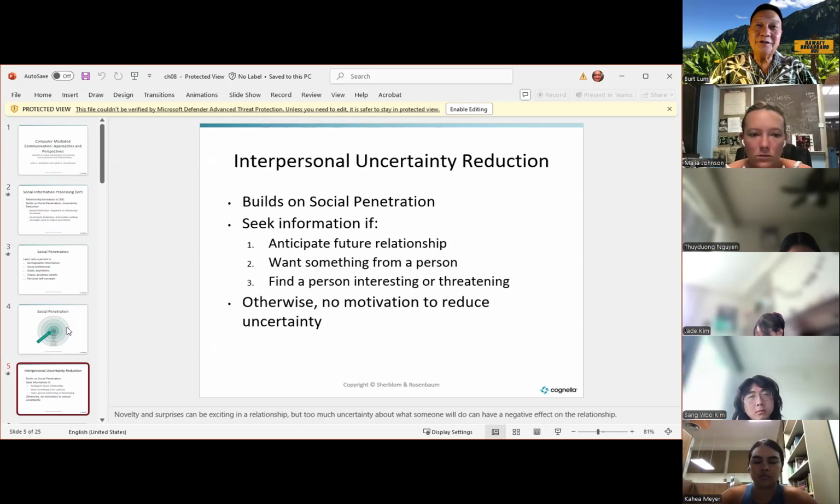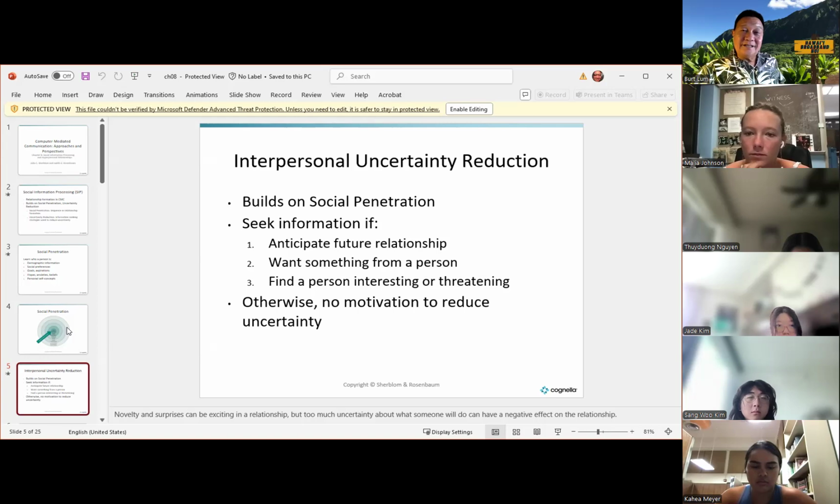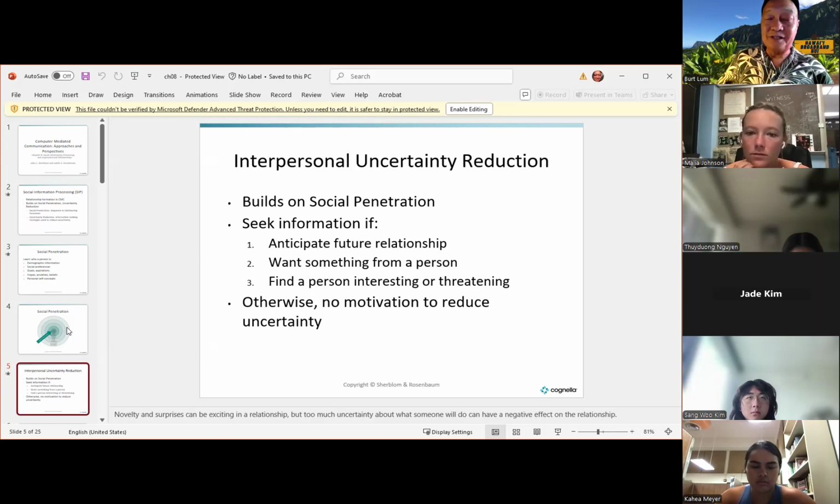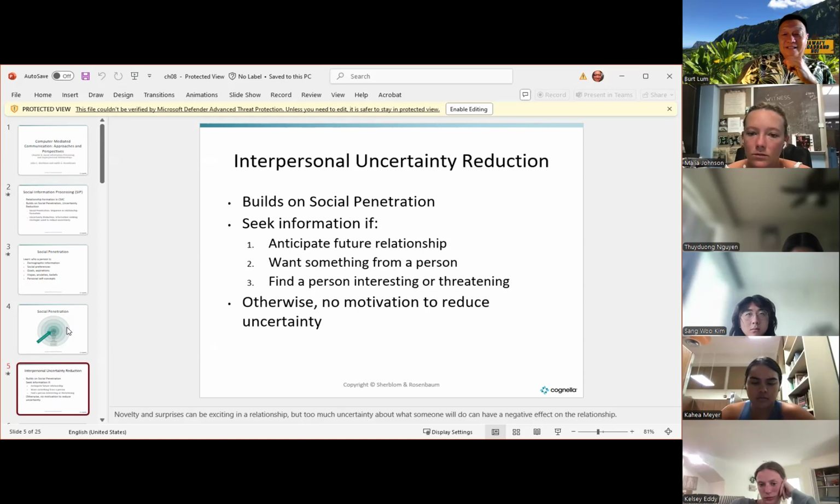So, if you're seeking information, anticipating a future relationship, just wanting something from someone, or finding a person interesting or threatening, these are all paths and doors that may or may not open. Otherwise, there's no motivation to reduce uncertainty. In other words, if it's going to go nowhere, then that's the nature of human relations.